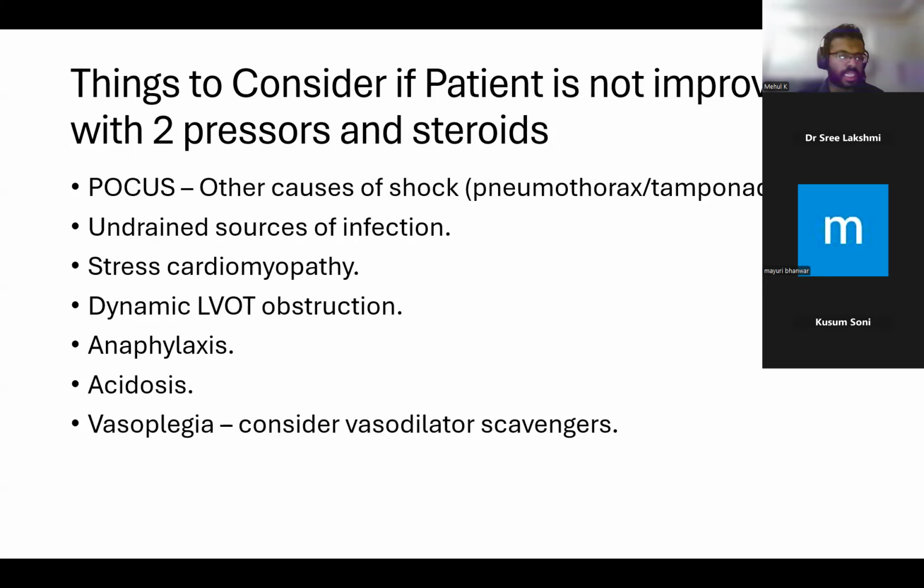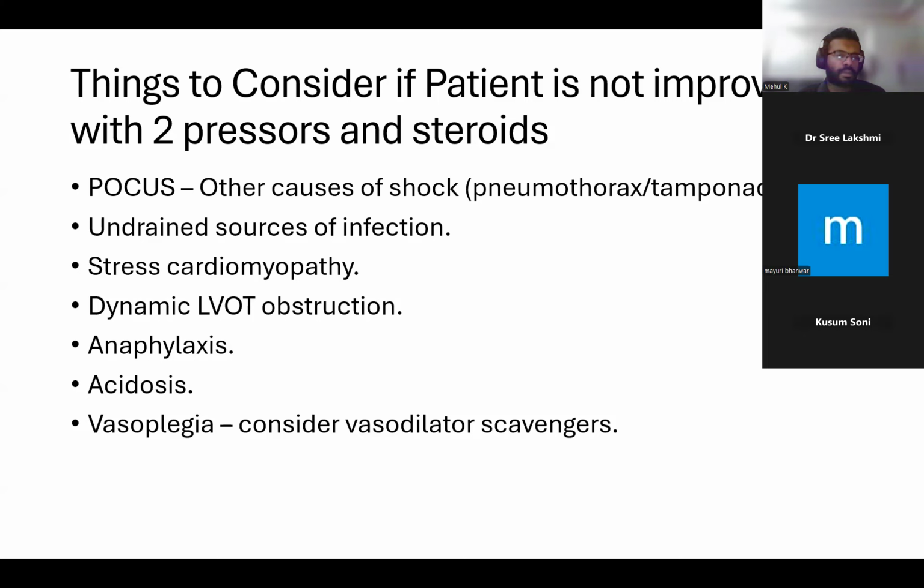Anaphylaxis is another thing that you should keep in mind, because in patients who are intubated, it can be difficult to tell if the patient develops anaphylaxis or not. So review the medications that have been given and whether the timeline fits with some kind of possible drug reaction, and you might want to consider some therapies for anaphylaxis in those cases as well. Severe acidosis can reduce the efficacy of your catecholamine, so you might want to consider correcting that as well.